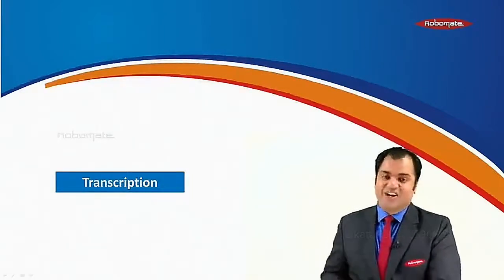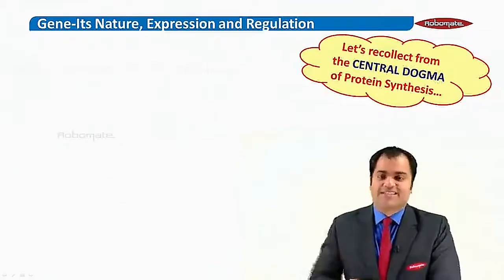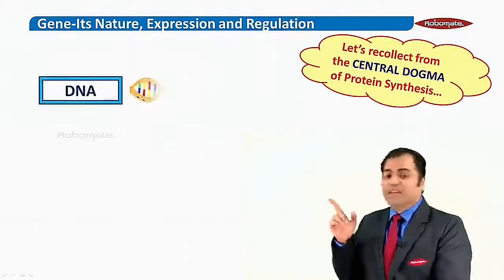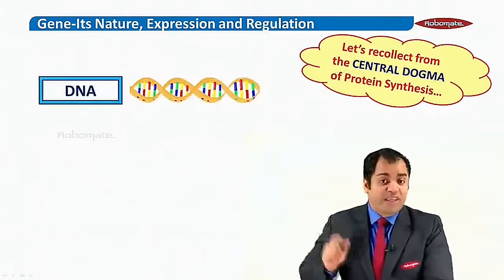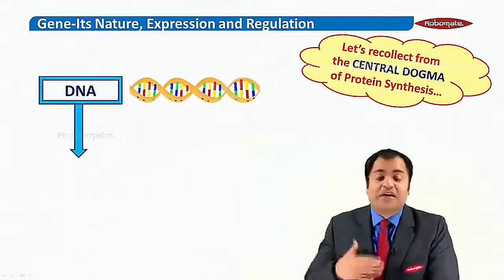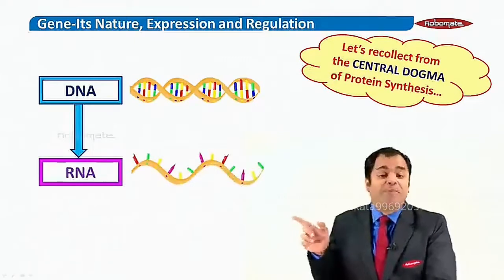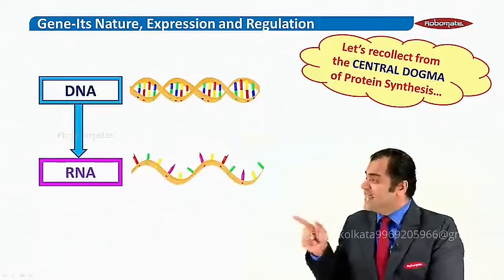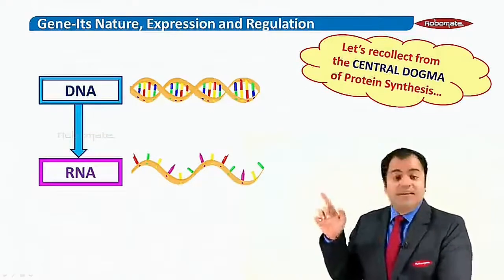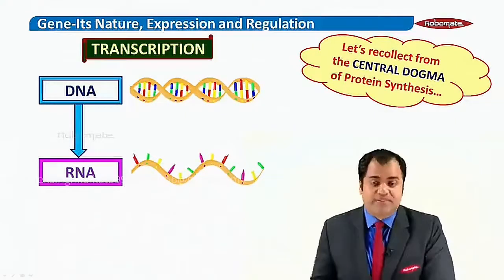Look, listen and learn. So let us recollect the central dogma of protein synthesis. You remember this from the previous modules. You remember this molecule of DNA, which is a double-stranded molecule, correct? Now DNA basically is involved in synthesis of another nucleic acid called RNA or ribonucleic acid, right? It is a single-stranded molecule. Now this process where the information of DNA is transcribed to RNA is called transcription.